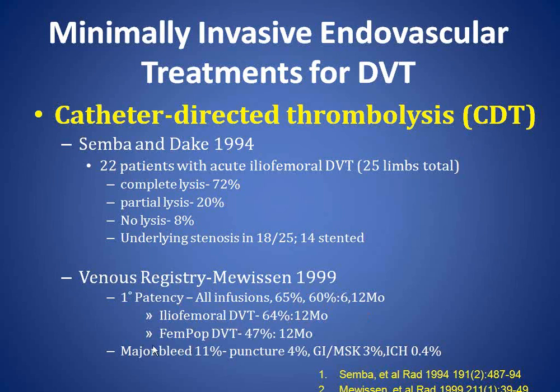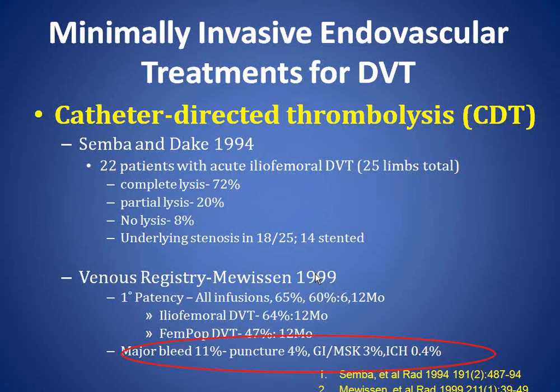So they also looked at the complications. So major bleeding occurred in 11% of those patients. So, puncture site bleed, internal bleeding, or an intramuscular hematoma in the leg, and then intracranial bleeding was 0.4%, which isn't zero, but this isn't without risk.